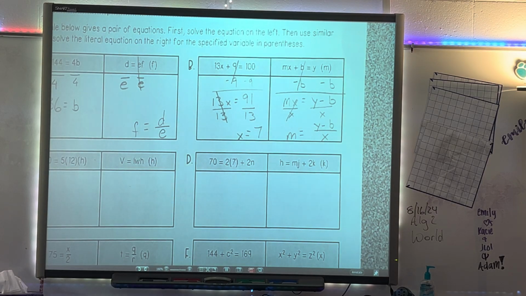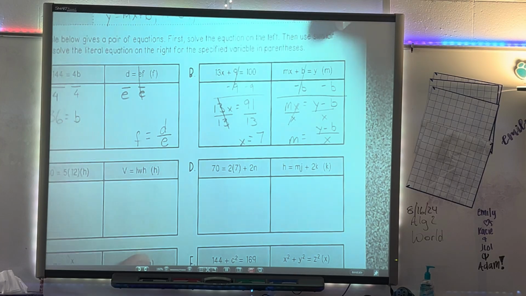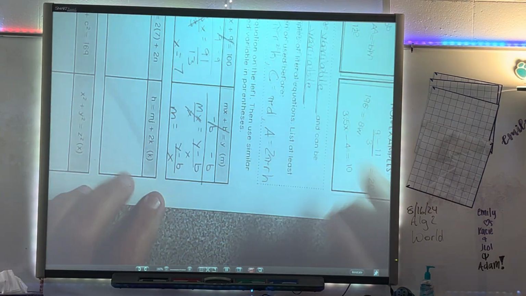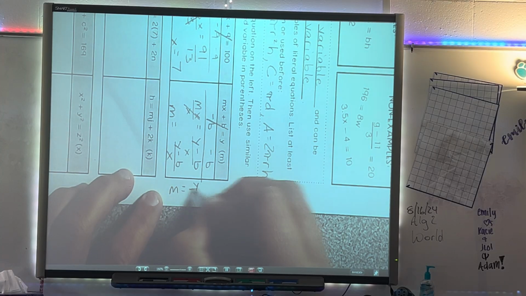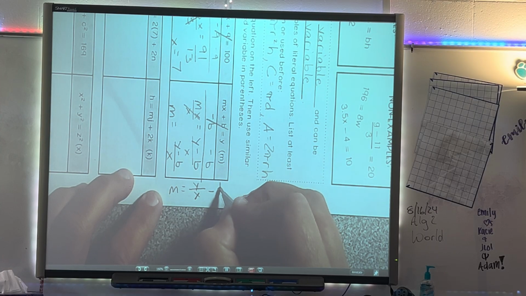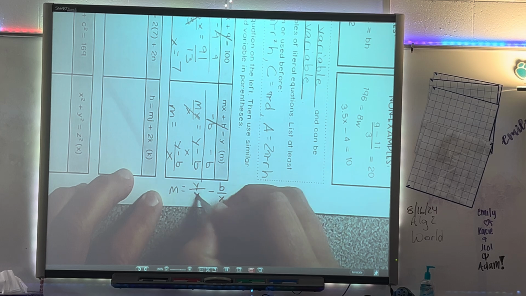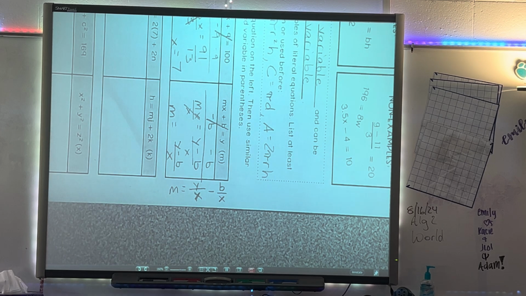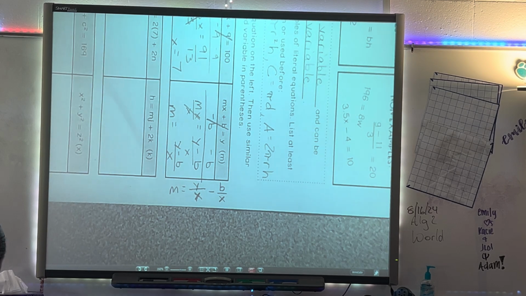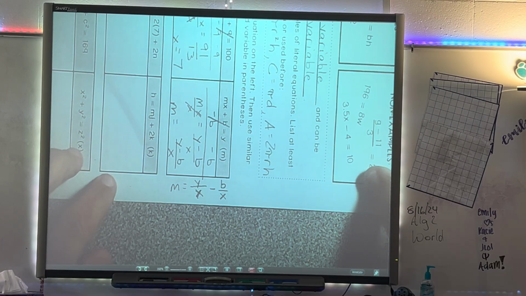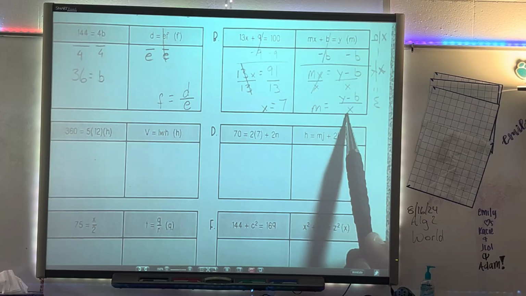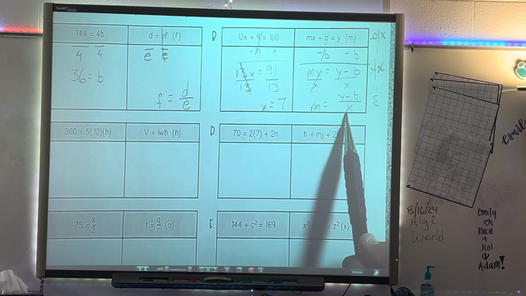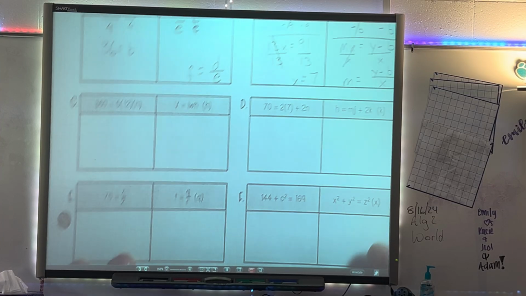Now, this could also be written as, and I'm going to turn my paper sideways so I have a little bit more room, this could also be written as m is equal to y over x minus b over x. So that means the same thing because they have the same denominators. Everybody okay with that? Alright, so I just want to make sure that you're comfortable that it could be written either way. Probably for me, I would say leave it this way. It's a little bit easier, so I would leave it that way.